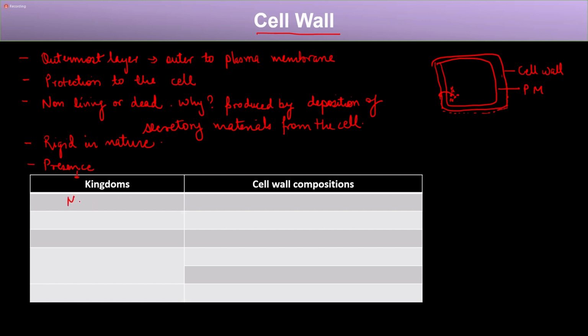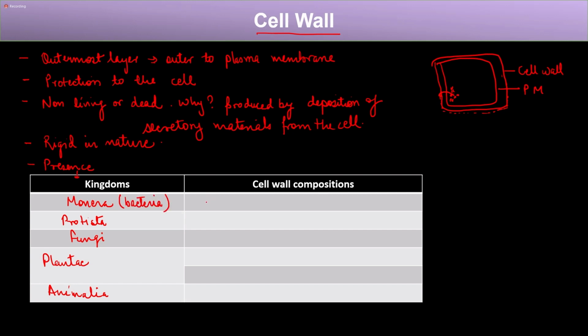Sorry, the first one is Monera, right? Second one is Protista. Third is Fungi, and fourth is Plantae, and fifth is Animalia. Now we will see where these cell walls are present. Are they present everywhere or in all kinds of cells? The answer is no. So in the Monera, I remember the major example of Monera is prokaryotic cells.